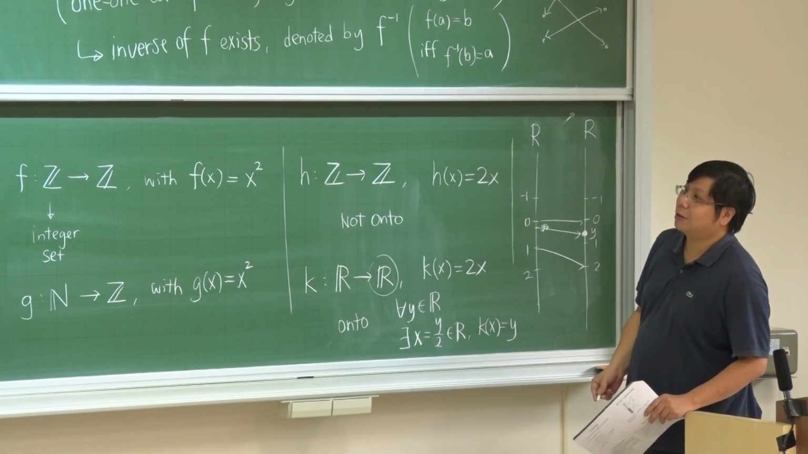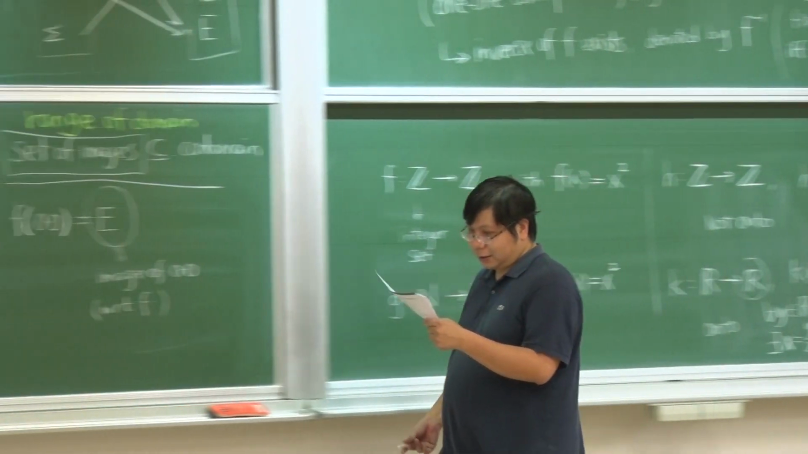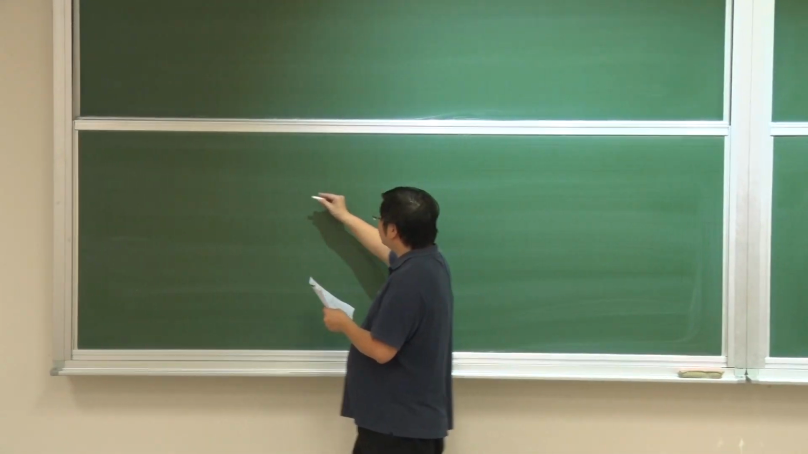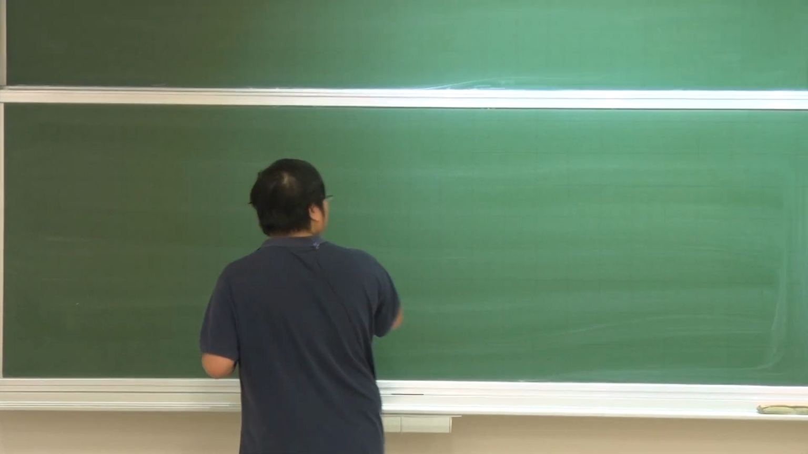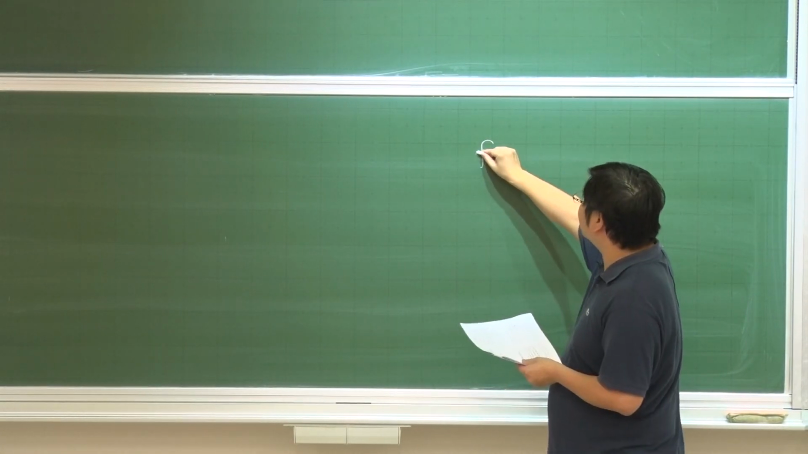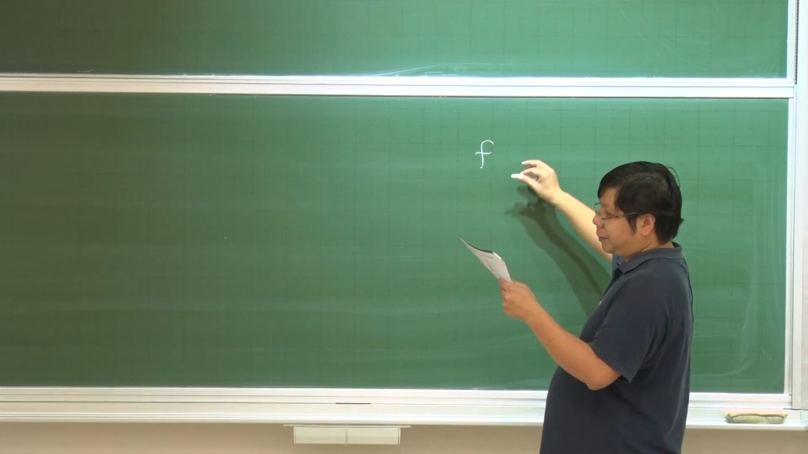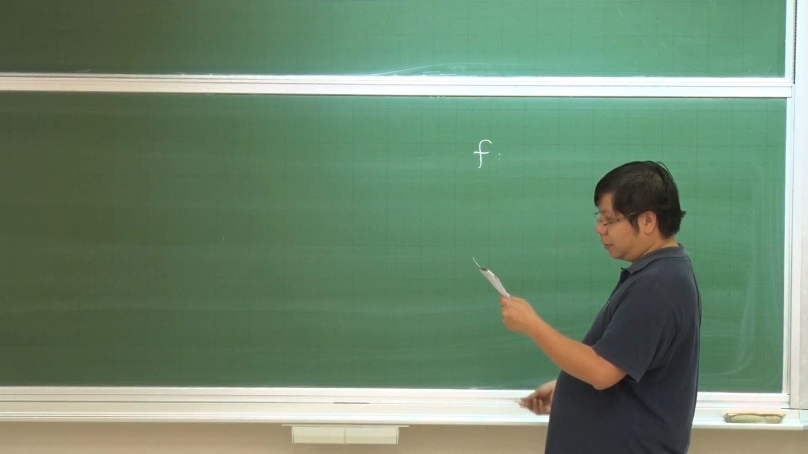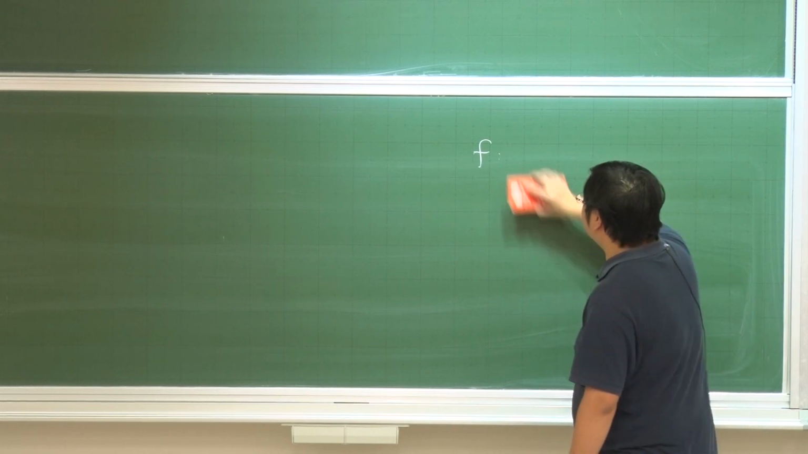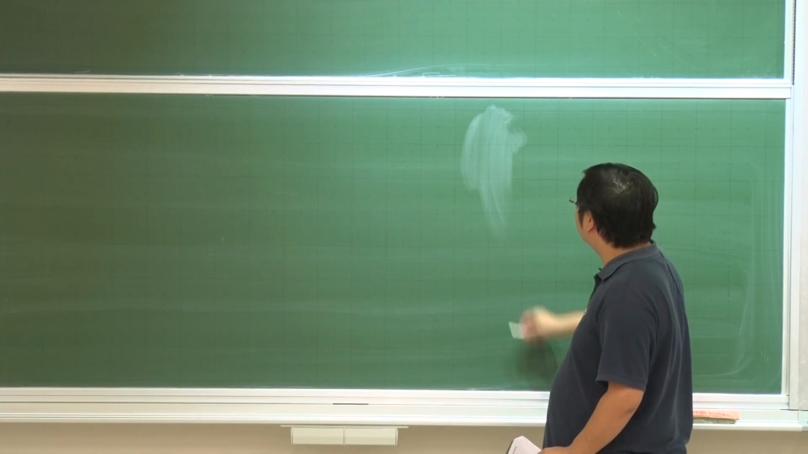So let me use the board over there. So this time, let me use the board here. Let's call a function, I will use the notation, let's call it f again. Okay, we use the same h and k over there. Because we are using the same h and k.